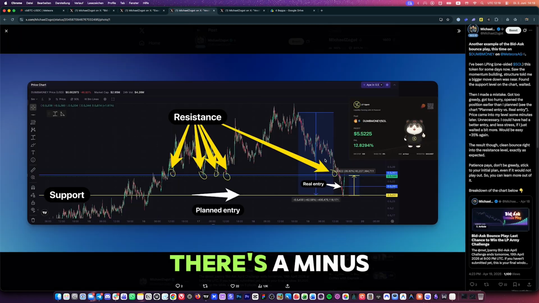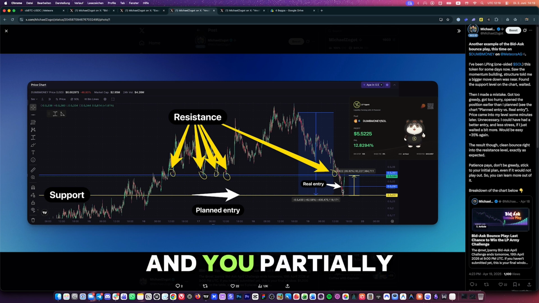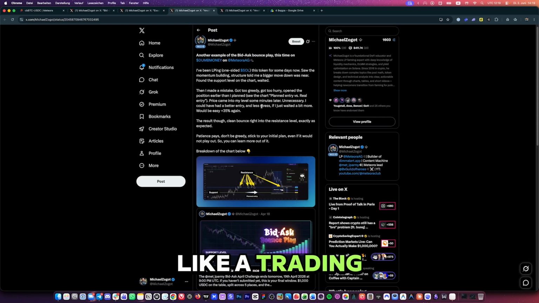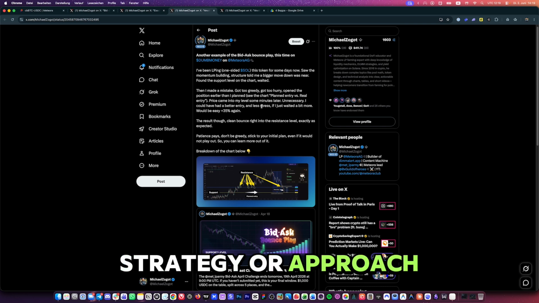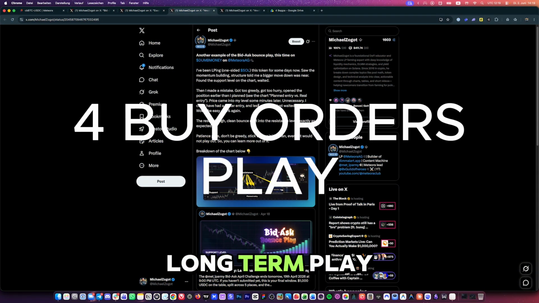Here's another one. There's a minus 62 or up to 65%. You set a limit order, it gets executed. As soon as it gets executed, you can create a bid ask or a spot position to the upside, and you partially sell it to Solana or USDC, and you earn fees this way. So this is the first, more like a trading strategy or approach to use, where you can use the limit order feature. The second one is more a long-term play.